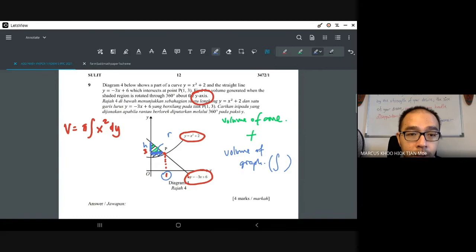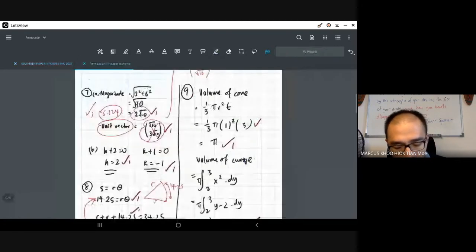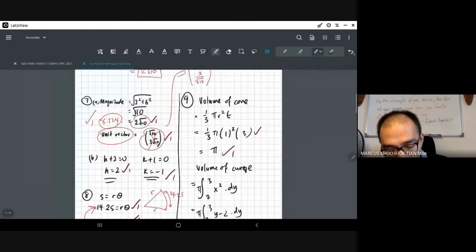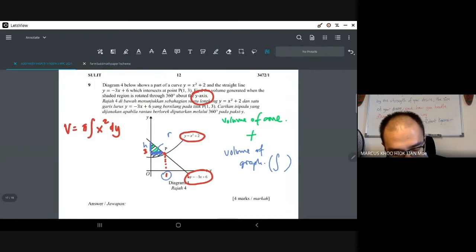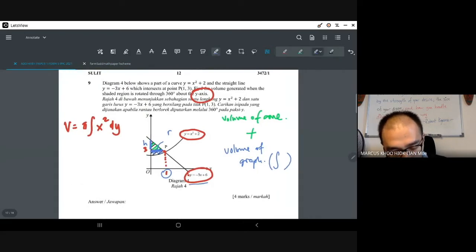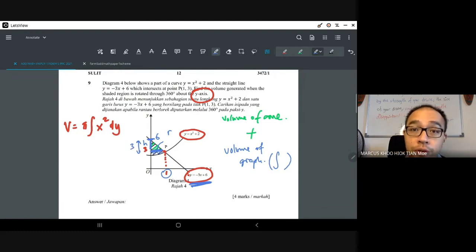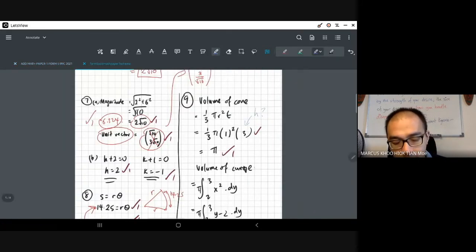Sorry, hold on. So how do I know that the height is 3? Because of this formula. Y equals minus 3x plus 6 means the top here is 6. So 3 to 6 is 3. That's how I know the height. And so what I will get is the volume of the cone equals pi.